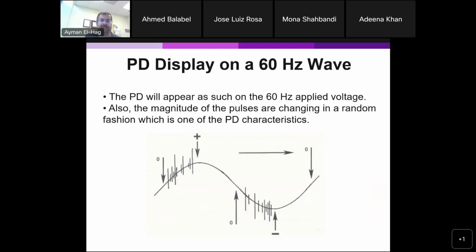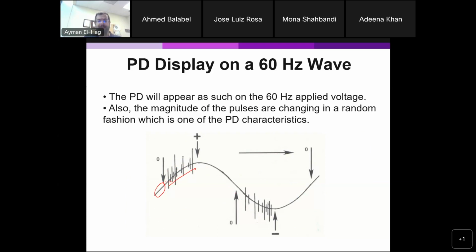Now, how to present this? You apply an AC voltage here, okay? And then the PD will appear superimposed on the sinusoidal. So this is a positive cycle. Here there is no partial discharge, and then it reaches a certain level here, and then you start to see those pulses. Those are the current pulses, and they are shown here superimposed on the AC, under the rising part, and then they disappear. There's no partial discharge when you go to the negative, and then they appear again, and so on and so forth. So this is one way to show it.